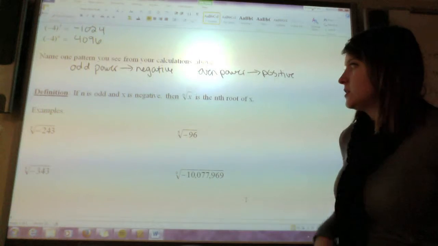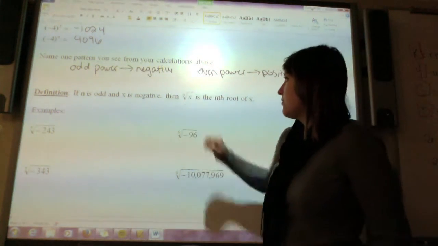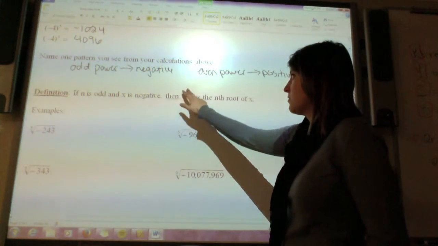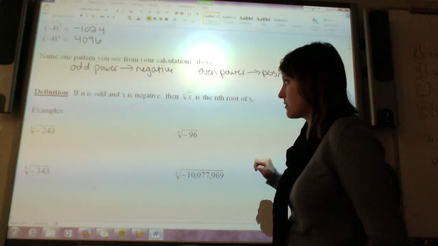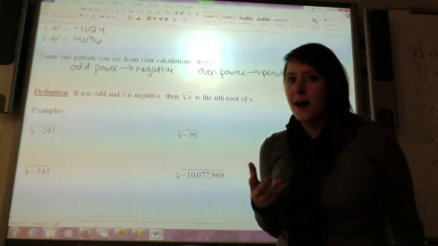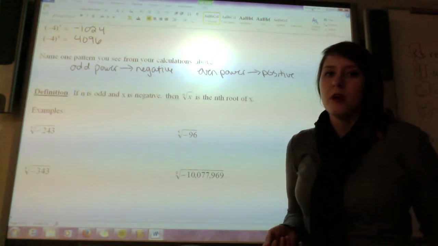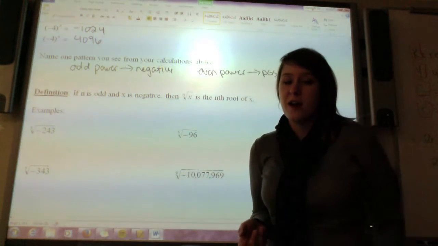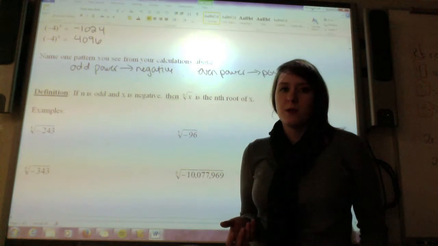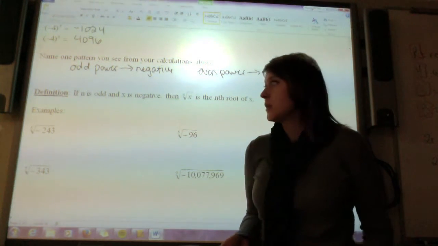So that leads us to our definition. If n is odd and x is negative, then the nth root of x is the nth root of x. Okay, I just wrote it out. So again, if you have an odd power and you have a negative number, we can find that root. But if you have an even power and you have a negative number, remember that's where your imaginary numbers come in. We can't find roots for those because they're imaginary.